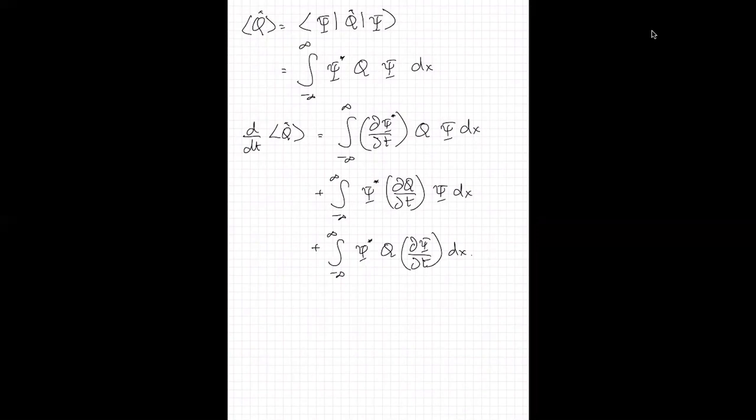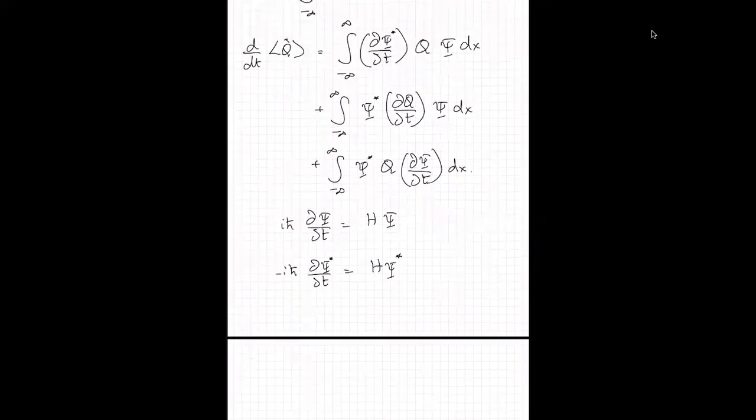Now I know that the general linear superposition of stationary states also obeys the time dependent Schrodinger equation. So I can have i h bar d psi/dt equals H psi. And if I take the complex conjugate of this equation, minus i h bar d psi star/dt equals, since the Hamiltonian is Hermitian, I will only have H psi star. Okay, now plug that in. Instead of d psi star/dt, I can write minus 1 over i h bar H psi star.